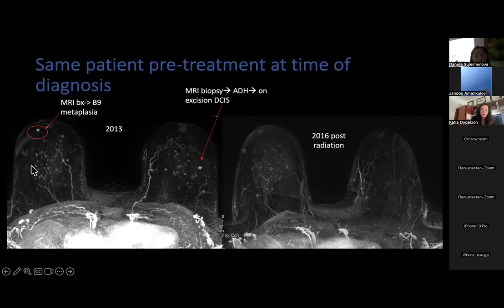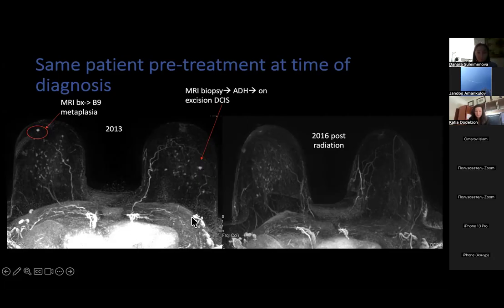This one on the right ended up being benign. It was just metaplasia. The one on the left was atypical ductal hyperplasia, which when it went to surgical excision was upgraded to DCIS, and it was actually high grade. So she did have, in addition to lumpectomy, radiation on that left breast.